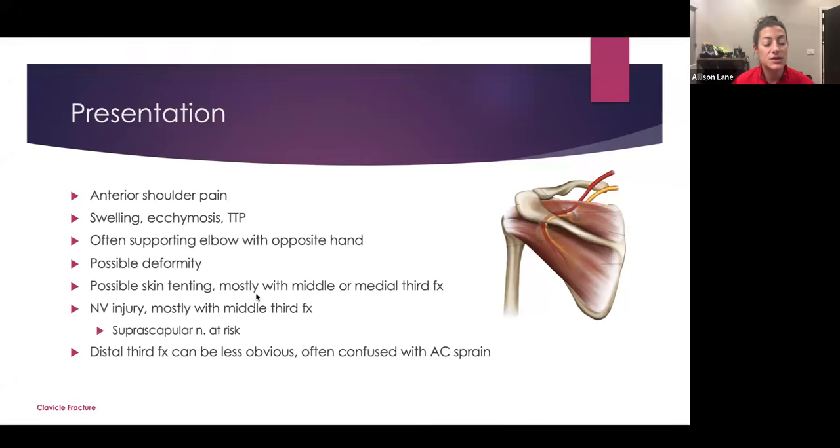And then you do need to consider neurovascular injuries, especially with middle third fractures, because as you can see here in this medial portion, you have that suprascapular nerve literally right there. This is that posterior view, obviously. And then you have the suprascapular nerve coming through as it passes posteriorly. So it's definitely in the way of the medial aspect of that clavicle. And then distal third fractures oftentimes can be missed and just confused with AC sprains because of how close they are to that AC joint.